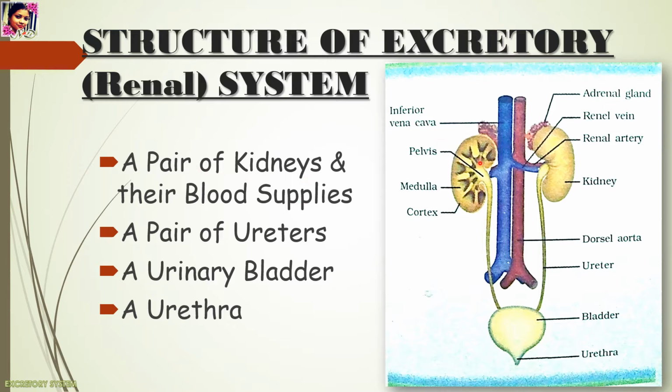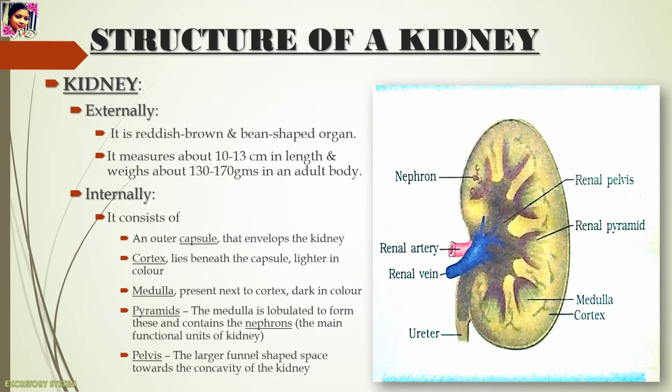A pair of kidneys, one on each side in the abdominal cavity, and their blood supplies. These two, the inferior vena cava and the dorsal aorta, are the blood supplies. A pair of ureters, this is one and this is the other one. A urinary bladder and a last opening, that is the urethra. All this constitutes the structure or parts of the excretory system.